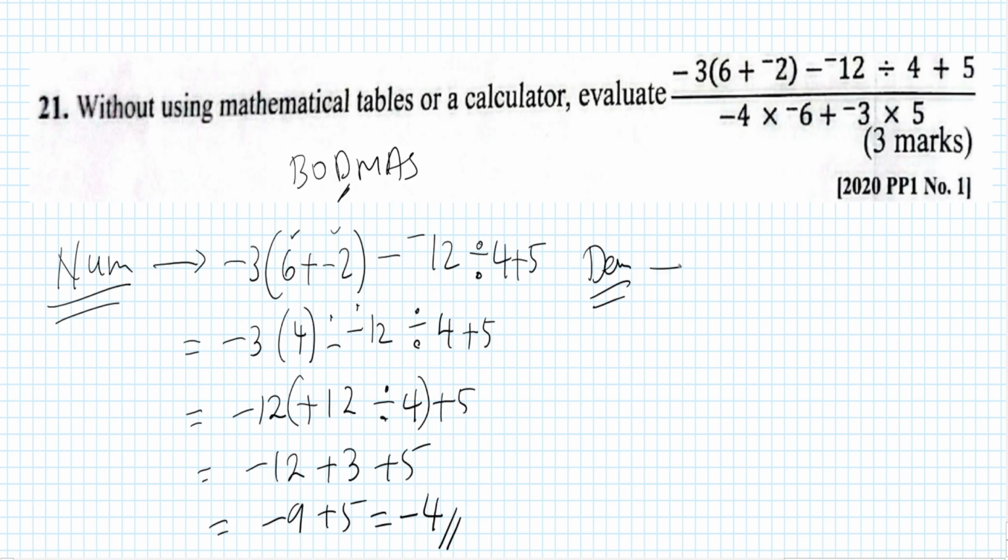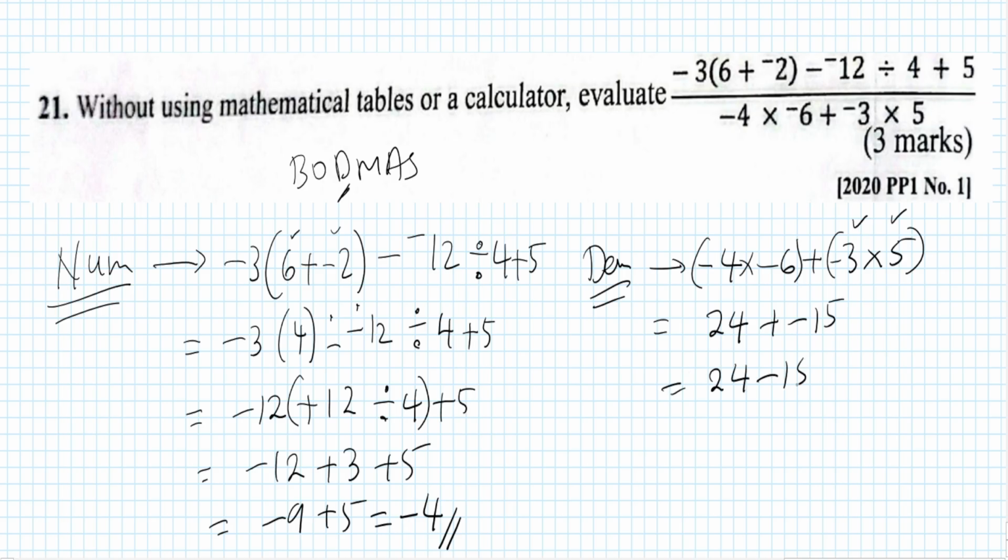The denominator again is easy, -4 times -6 plus -3 times 5. Okay, so let's start with, we don't have brackets or division. Start with multiplication. So -4 times -6 and -3 times 5. -4 times -6 will give you plus 24, and -3 times 5 will give you -15. Plus and minus becomes 24 minus 15. 24 minus 15 is 8.